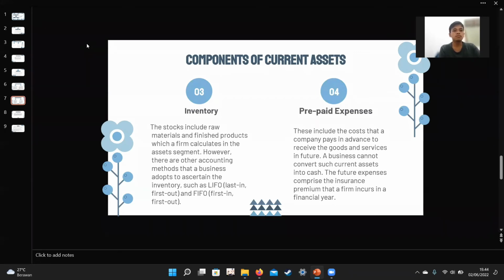Fourth, prepaid expenses. This includes the cost that a company pays in advance to receive goods and services in future. A business cannot convert such current assets into cash. The future expenses comprise the insurance premium that a firm incurs in a financial year.